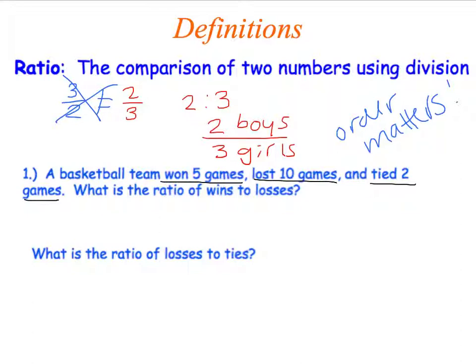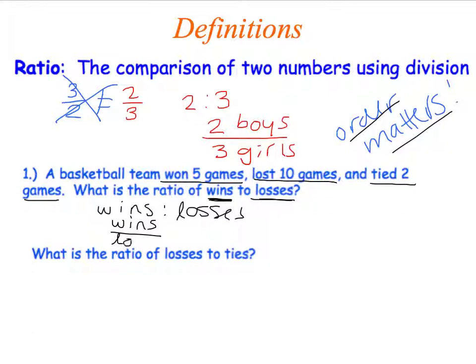The two quantities you're concerned about are wins and losses. So if they're asking for the ratio of wins to losses, remember I said the order matters, so we're going to say wins to losses, or wins over losses. So if we do it in a fraction form, we say wins over losses. We know we won 5 games, so we put 5 on top, and we lost 10 games. So your answer is 5 over 10.